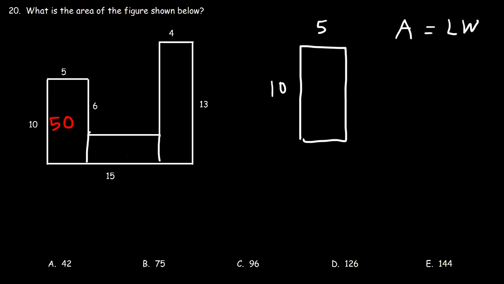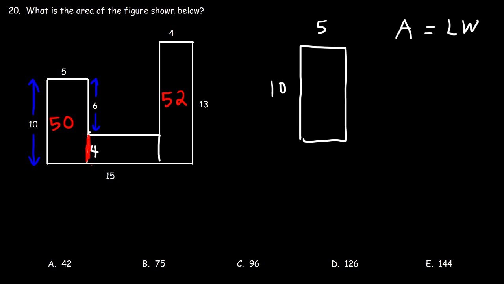Now if we focus on this rectangle here, notice that we have a length of 13 and a width of 4. So 13 times 4 is 52. Now the last thing that we need to do is find the area of this section right there highlighted in blue. So notice that this part is 10 and this part is 6. 10 minus 6 is 4. So this section is 4. So that's basically the length of that rectangle.